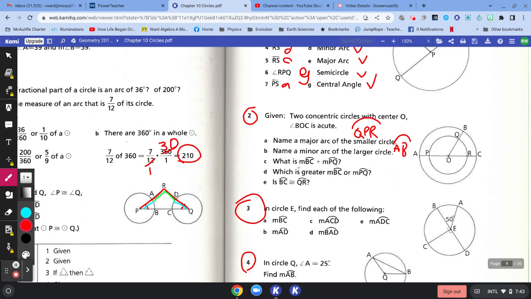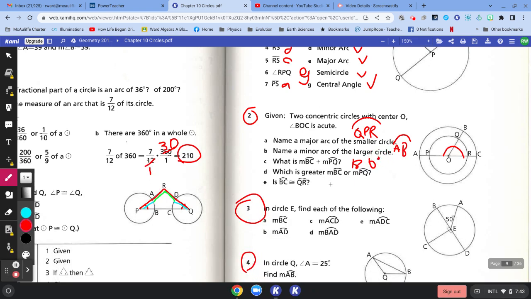What is the measure of arc BC and arc PQ? Well, those two arcs contain a combination of two angles that make 180 degrees. So that would be 180 degrees because the central angles combined for both of those, even though they're on different circles, come out to 180 degrees. So 180 for that one. 180 degrees.